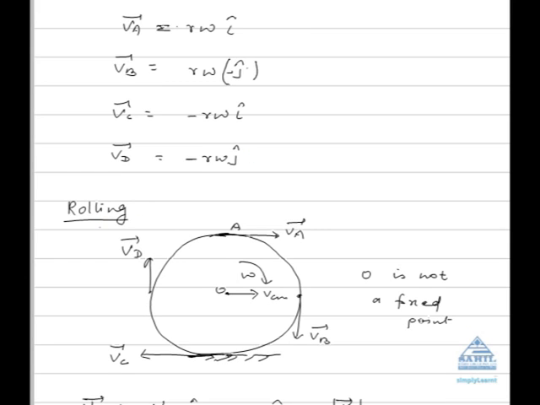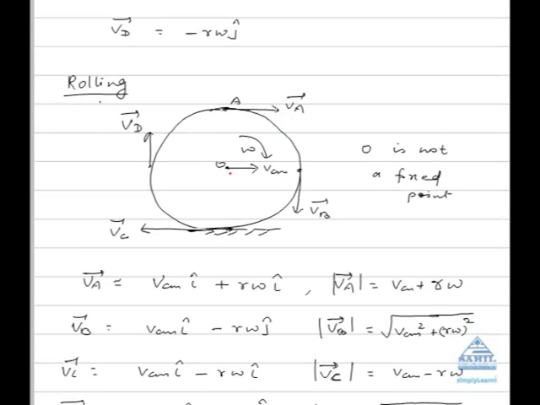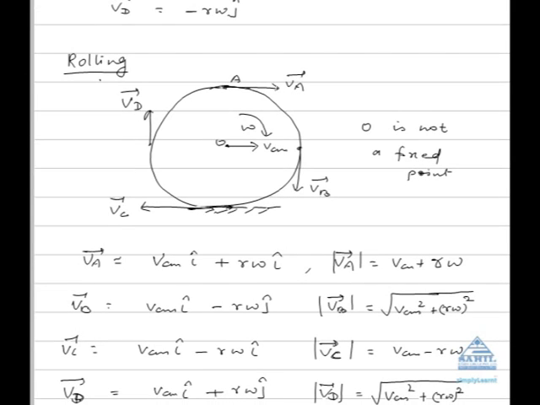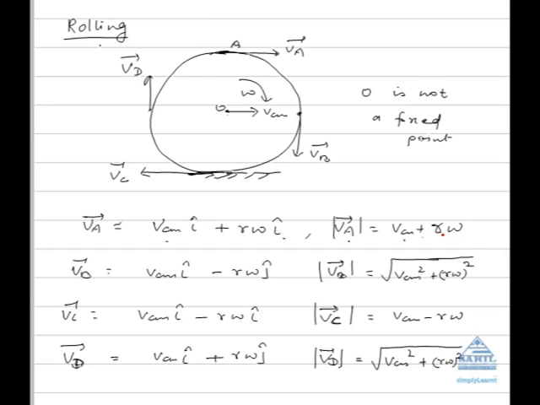In case of rolling, the point O is not fixed, and the body is in translational as well as rotational motion. In this case, the velocity of A is given by v center of mass i cap plus r omega i cap. Means velocity of A is of magnitude v center of mass plus r into omega. Velocity at point B is given by v center of mass i cap minus r omega j cap.